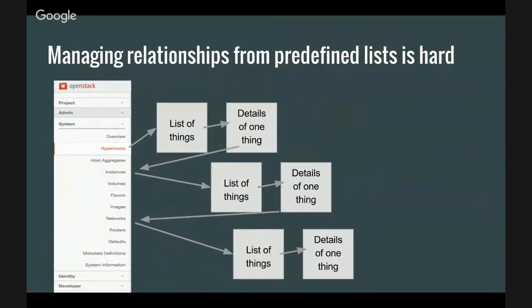And if we look at some of the current interaction paradigms, you'll see that managing these relationships from predefined lists is hard. And so you can come in and maybe you'll jump into your hypervisors, you'll see the list of things, and then you'll see the details of that one thing. Then you want to go and look at, say, instances, you'll see a list of things, and you go back to the details of one of those things. And then you go back to the list of these things, and then you go to the details of one thing. But there's not really a good way to say, I'd like to look across things.